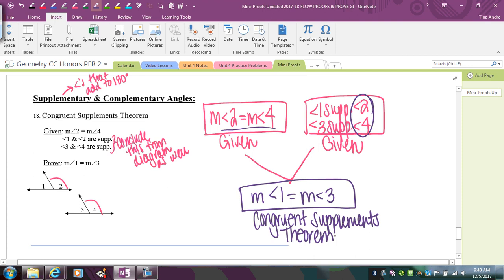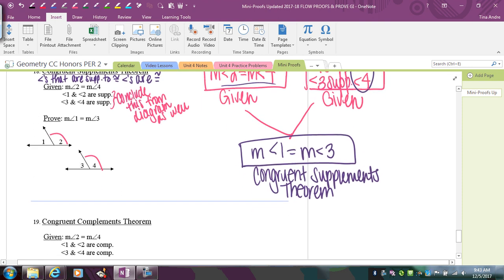which basically states, and I'm going to write it up top here: angles that are supplementary to congruent angles are congruent. Meaning 1 and 3 are supplementary to 2 and 4, which are congruent. So that makes 1 and 3 congruent. That's what the theorem says. So you can write it out, you can explain it, or you could just write the congruent supplements theorem.